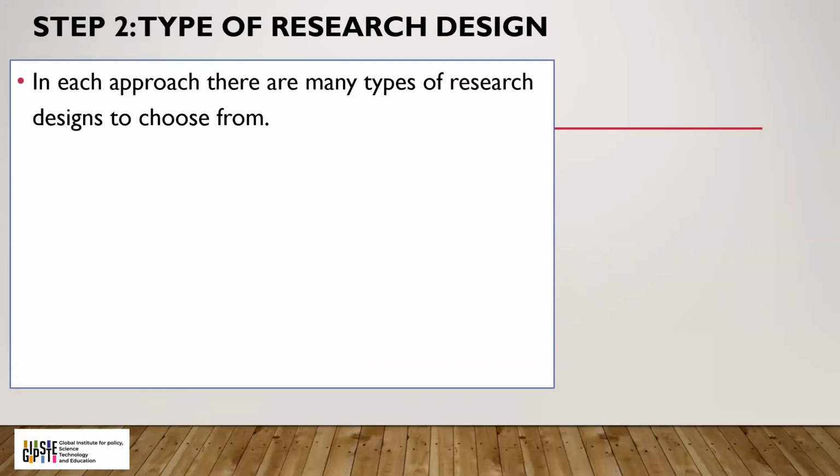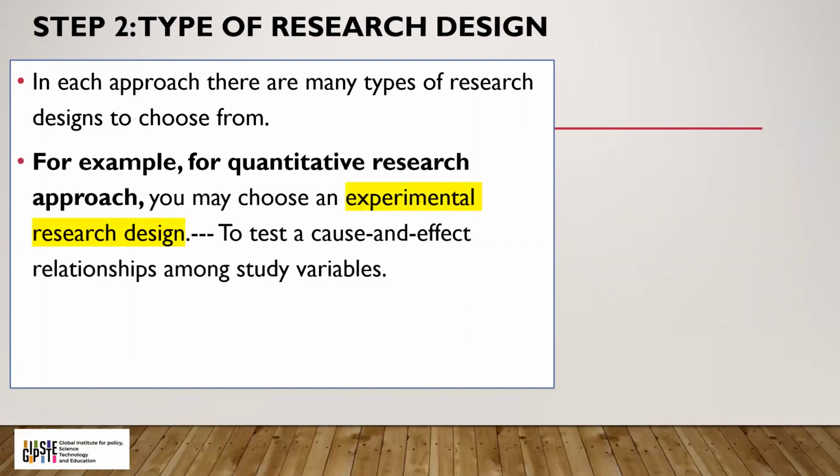Step 2 is the type of research design. So in each approach, there are many types of research designs to choose from. For example, for quantitative research approach, you may choose an experimental research design. That is, if you want to test a cause and effect relationship amongst study variables, then you may choose that, okay? But if you want to just describe the relationship, then you may choose a correlational research design.